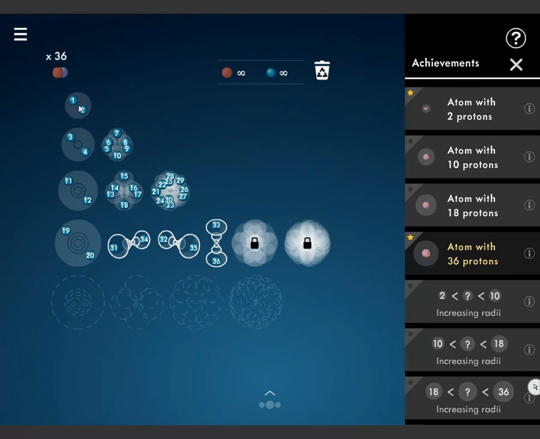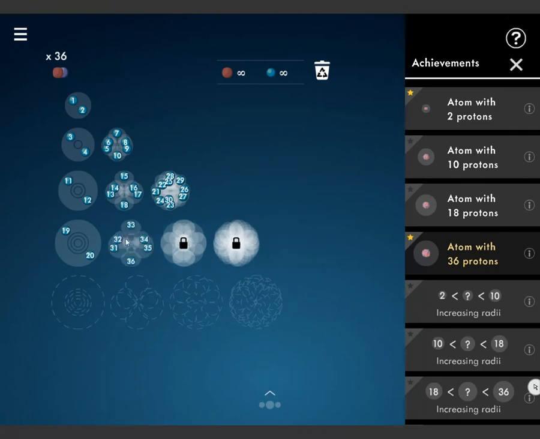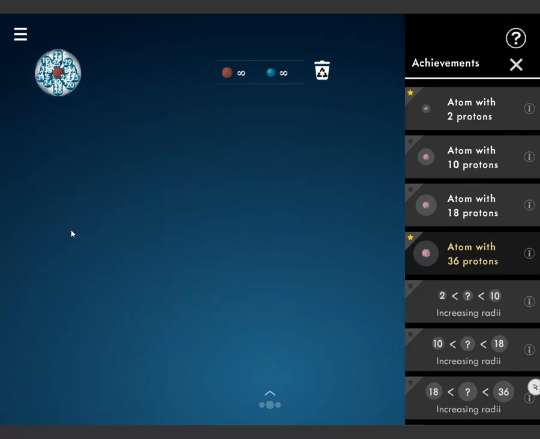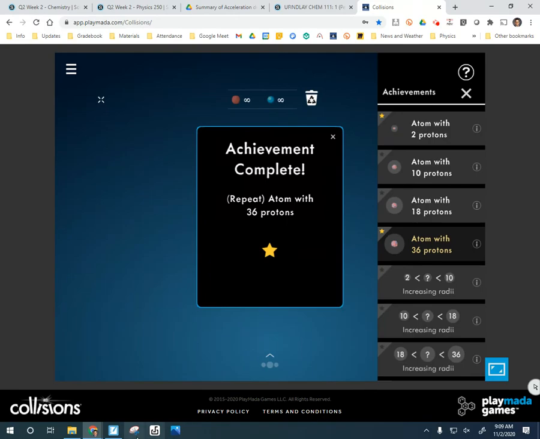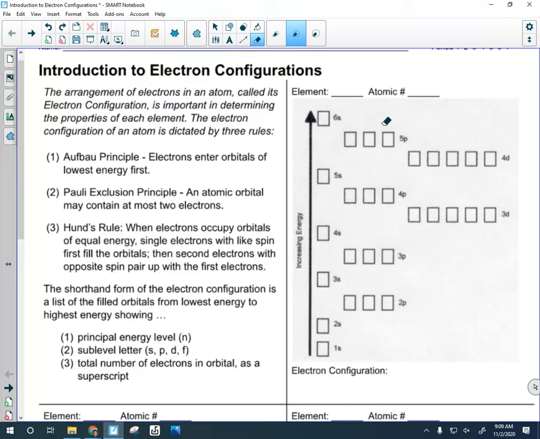Okay, so the order again was 1s, 2s, 2p, 3s, 3p, and then this is where the trick comes in. After 3p, you fill in 4s, you go back to 3d, and then finally you can come back to the 4p sublevel and finish it off. So if I close out the atom, I've created krypton. Okay, and again, in your handout, that is reflected in these boxes. So we go from lowest principal energy level up.